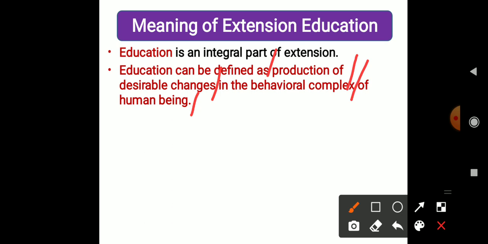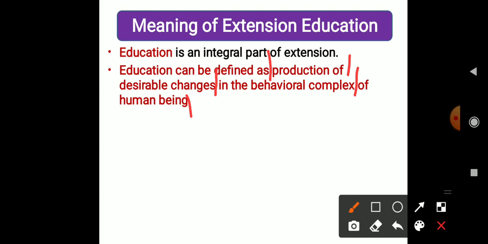So how can you recall this definition? Let us see. Once again, education is defined as the production of, that means we have to produce, we have to create. The production of what? Desirable changes. In what do we have to carry out desirable changes? In the behavioral complex of whom? Of human being. That we can refer to as education.